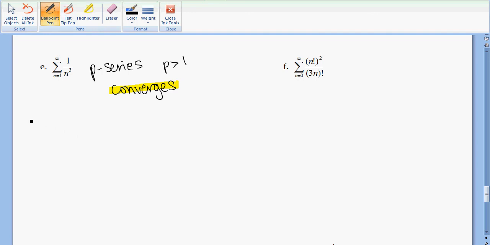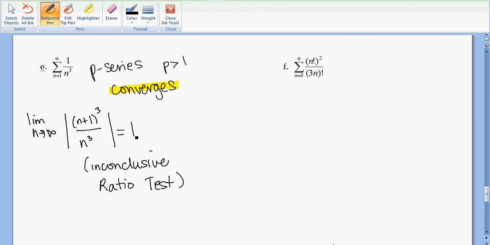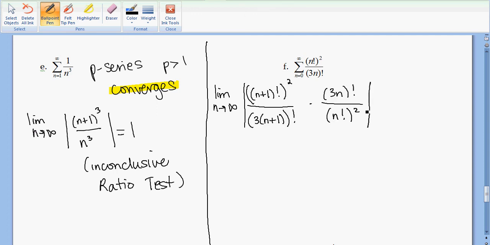If you wanted to see what happens if you do the ratio test, you'll actually see that you get an inconclusive result, and that's since the limit will be 1. So you don't want to make life hard for yourself. If it's a p-series or a geometric series or one of these easy ones, you want to stick with what you know will work. Let's try the next series.